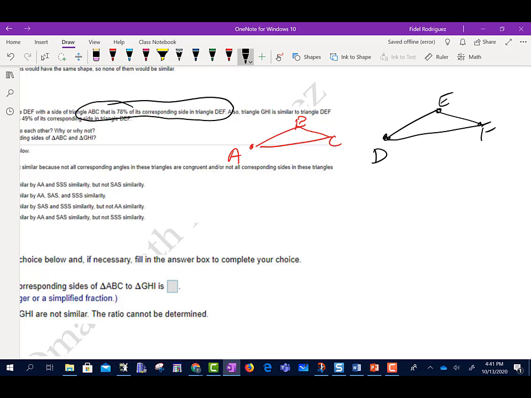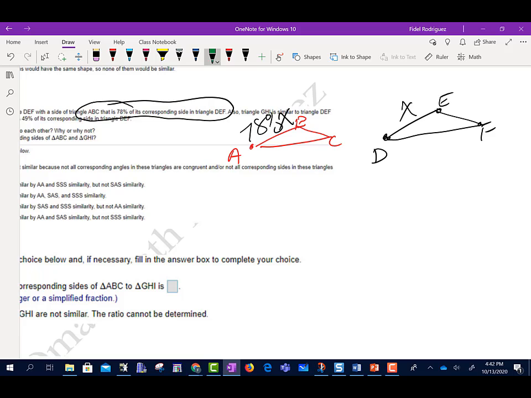So suppose this side here is X. Then this side would be 78% of X. Sorry, guys, the pen is acting up.